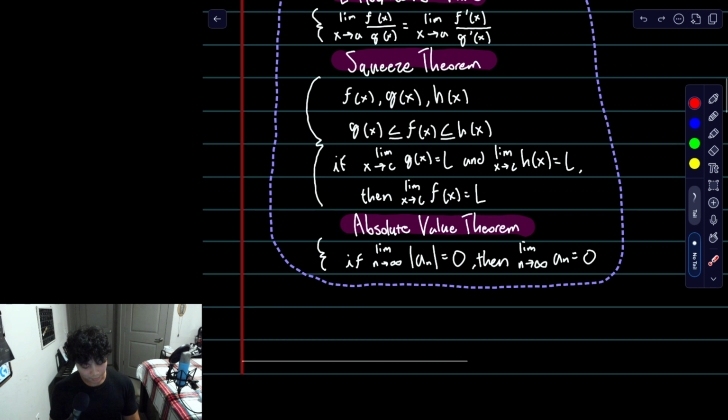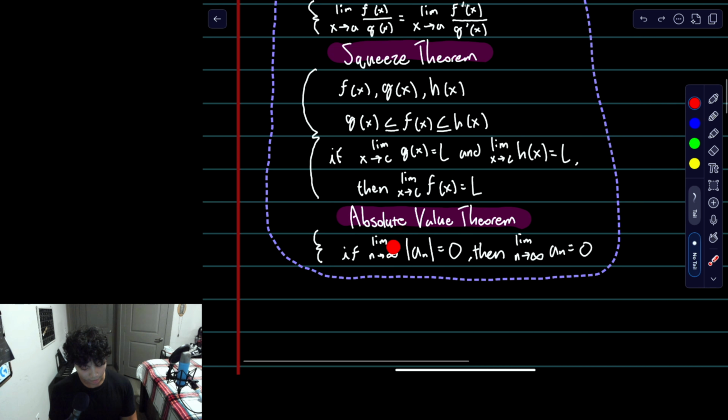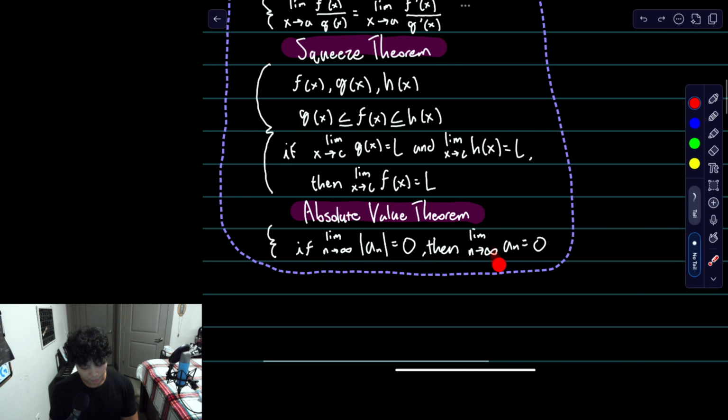And last but not least, absolute value theorem, where if your limit approaching infinity of the absolute value of a of n approaches 0, then the non-absolute value version would also approach 0, which is just your original function.